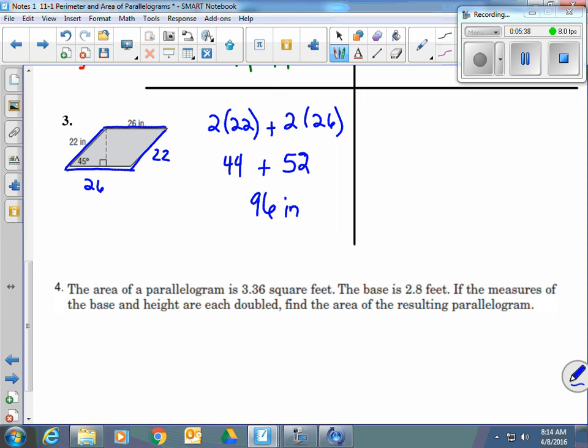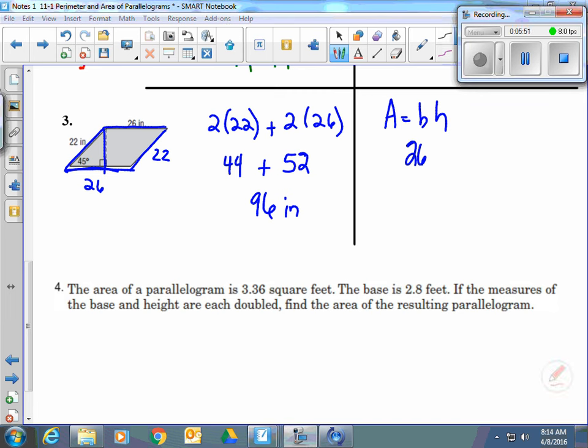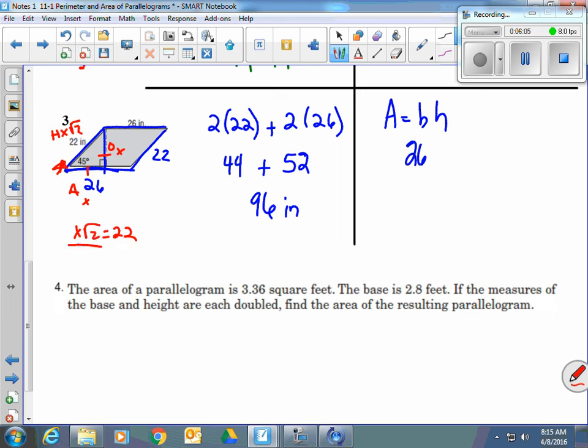And over here, the area is base times height. My base is 26. Now I need to go back and find my height. So I can do trig, hypotenuse, opposite, adjacent, or I can recognize that it's a 45, 45, 90, so this would be x, x, x radical 2. So x radical 2 is equal to 22, divide by radical 2. So I'm going to multiply by radical 2.